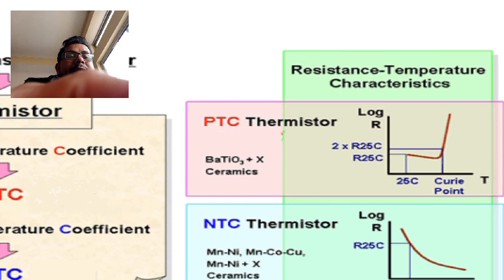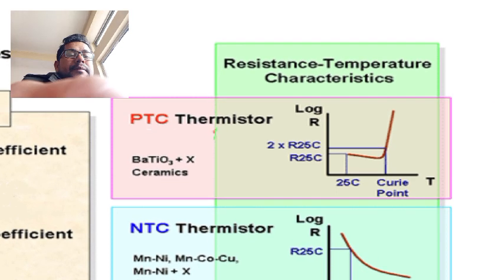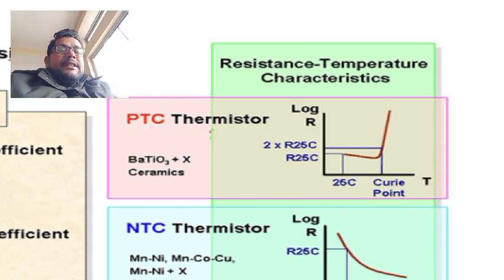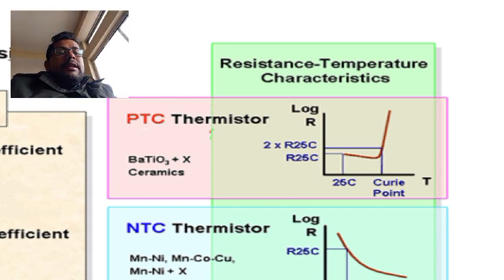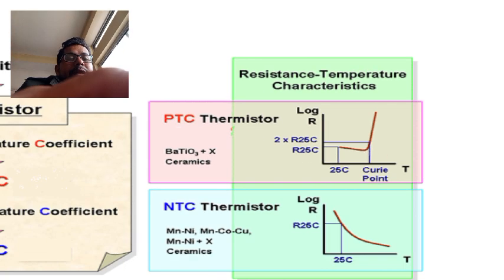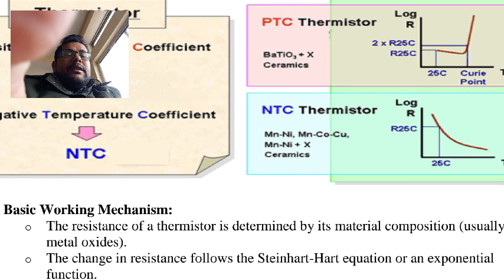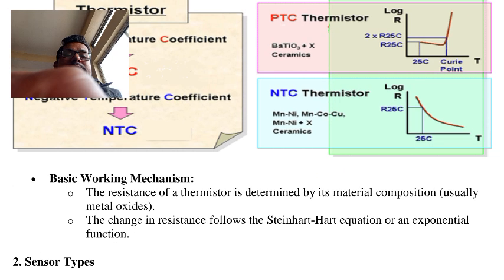PTC is generally of two types. This is the behavior. Initially the resistance starts to decrease. After the Curie point, the resistance starts to suddenly increase. In the NTC, generally as temperature increases, the resistance will decrease.